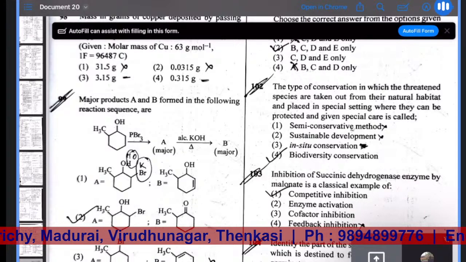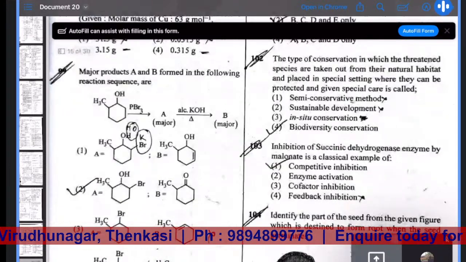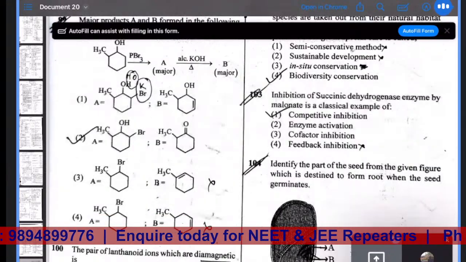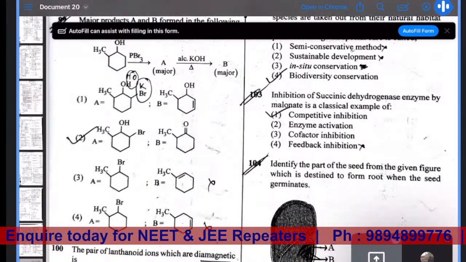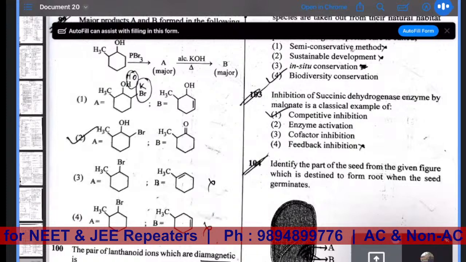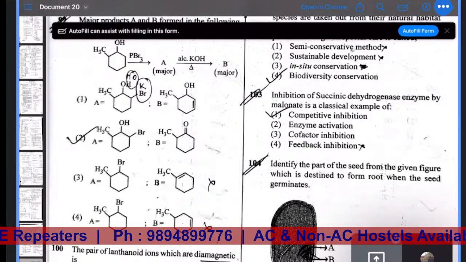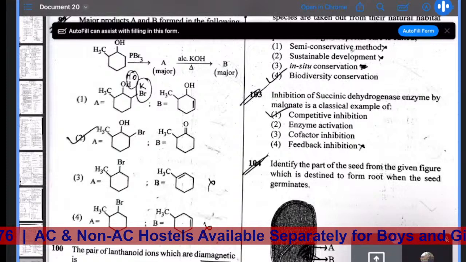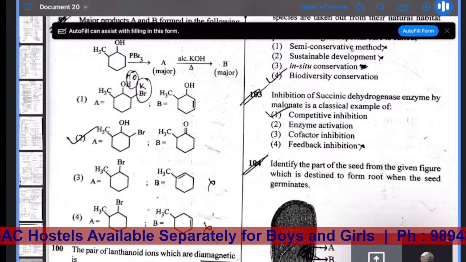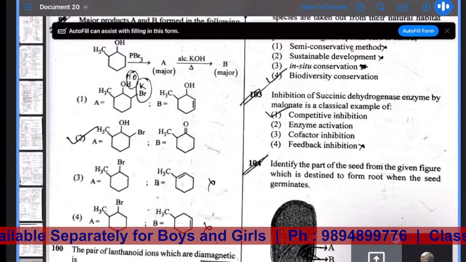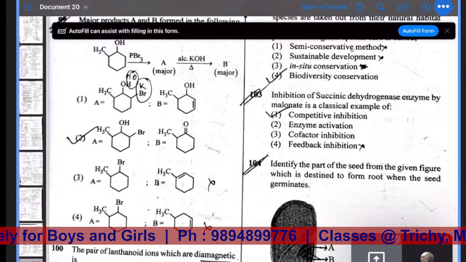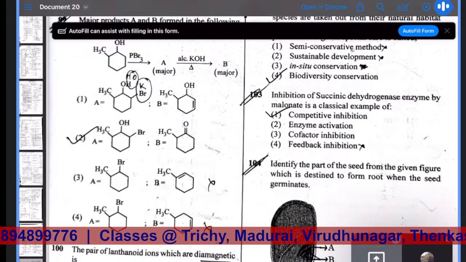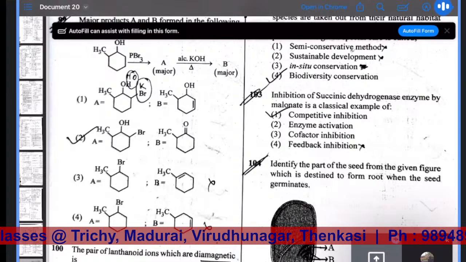Okay. Then question number 103. Inhibition of succinic dehydrogenase enzyme by malonate is a classical example. So this question is from the biomolecules chapter, where you can see the enzyme succinic dehydrogenase binds with the substrate, which is actually succinic acid. But the inhibitor here is malonate, which is structurally similar to the original substrate. And this is a classical example for competitive inhibition. So for question number 103, option 1 is the right answer.